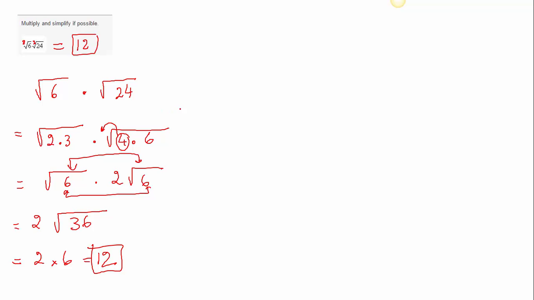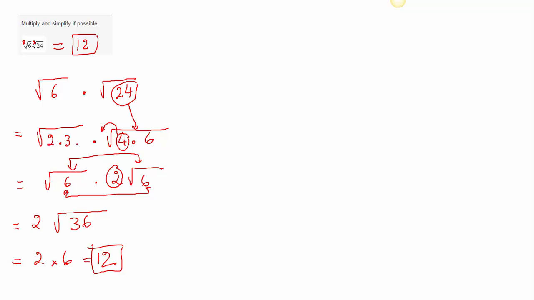Let's go over this one more time. So you can multiply 6 times 24, but you will end up with a big number. So it's better to try to simplify first. And the best way to simplify is the 24 because it's 4 times 6. Now 4 is a perfect square. It will come out as a 2.